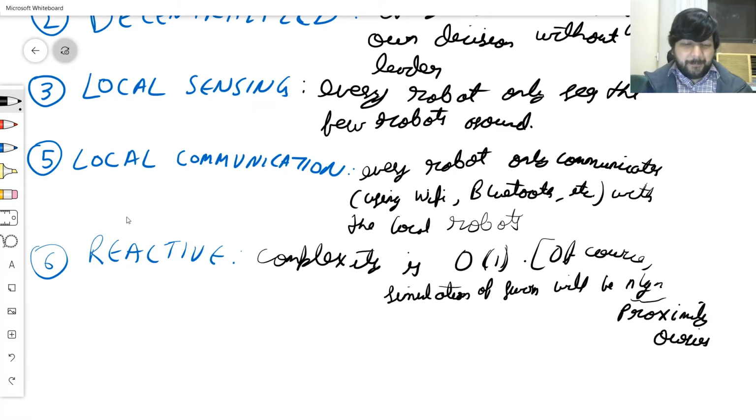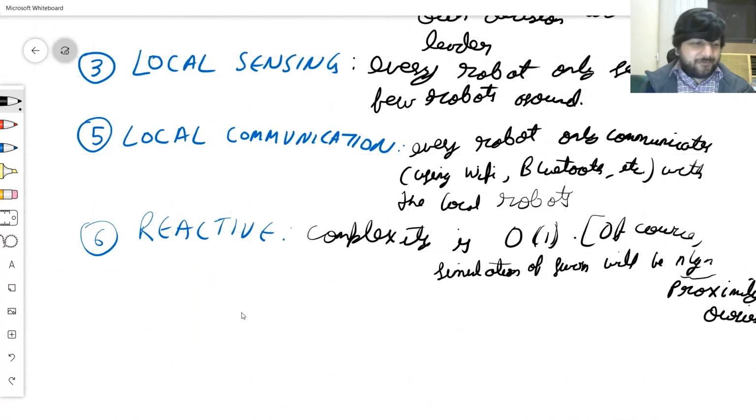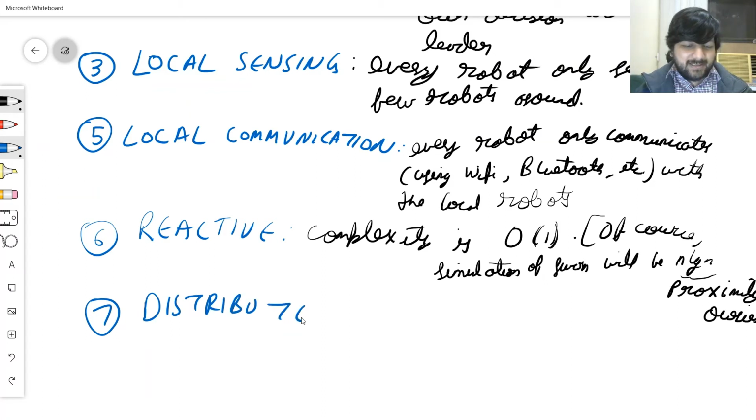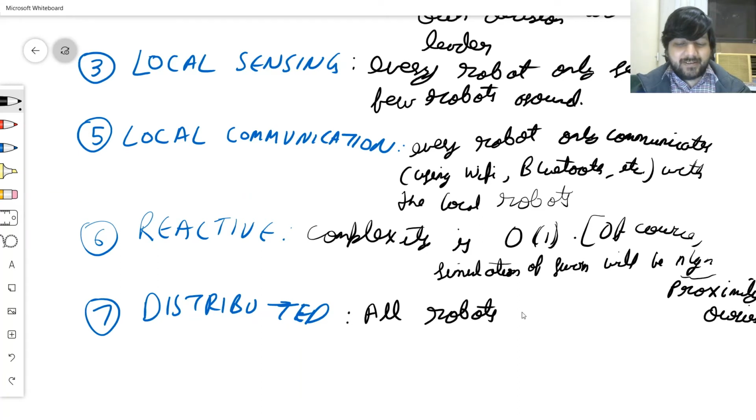Okay, so interestingly enough, there's a related term: the algorithms also have to be distributed. Decentralized is from the algorithm perspective, that every robot makes its own decision. So distributed is more from an application perspective. All robots divide the work among themselves.